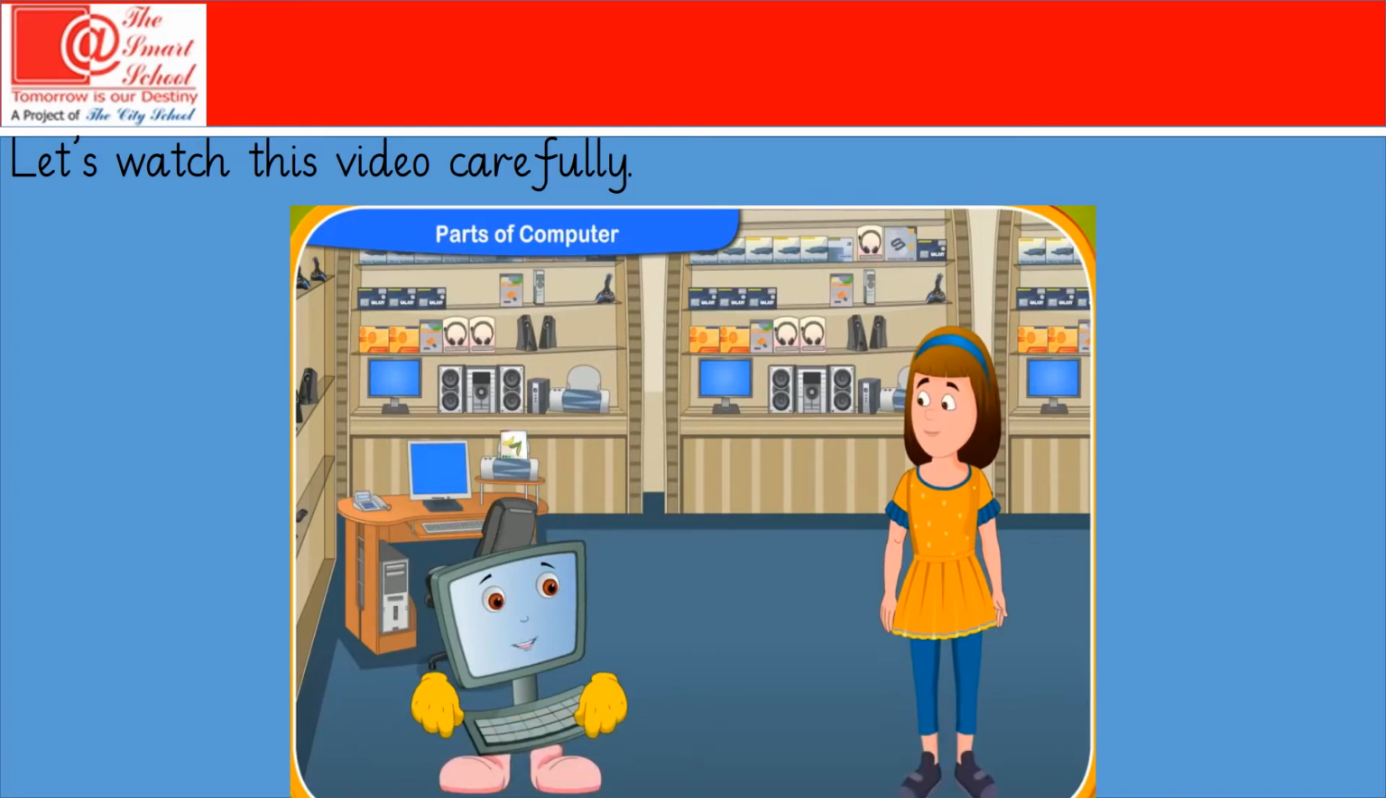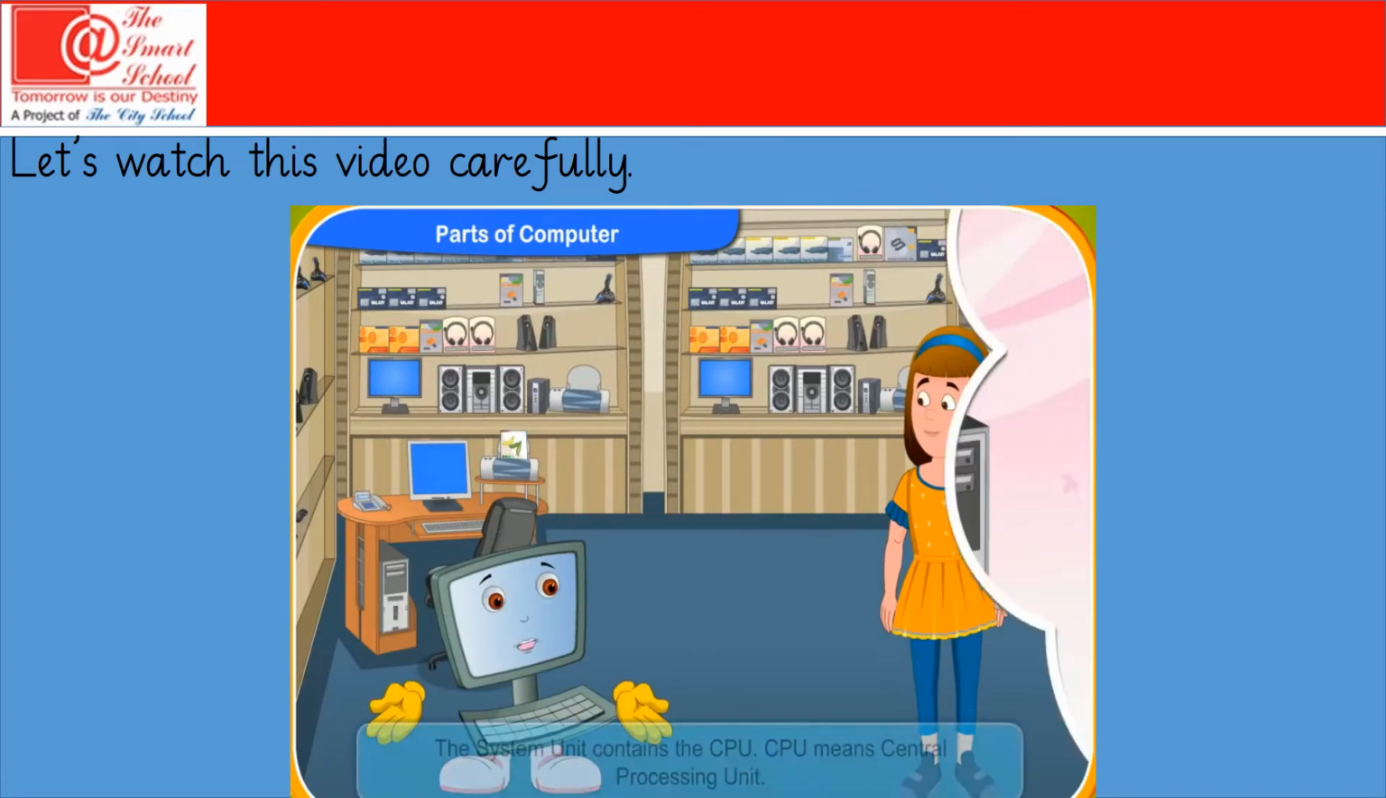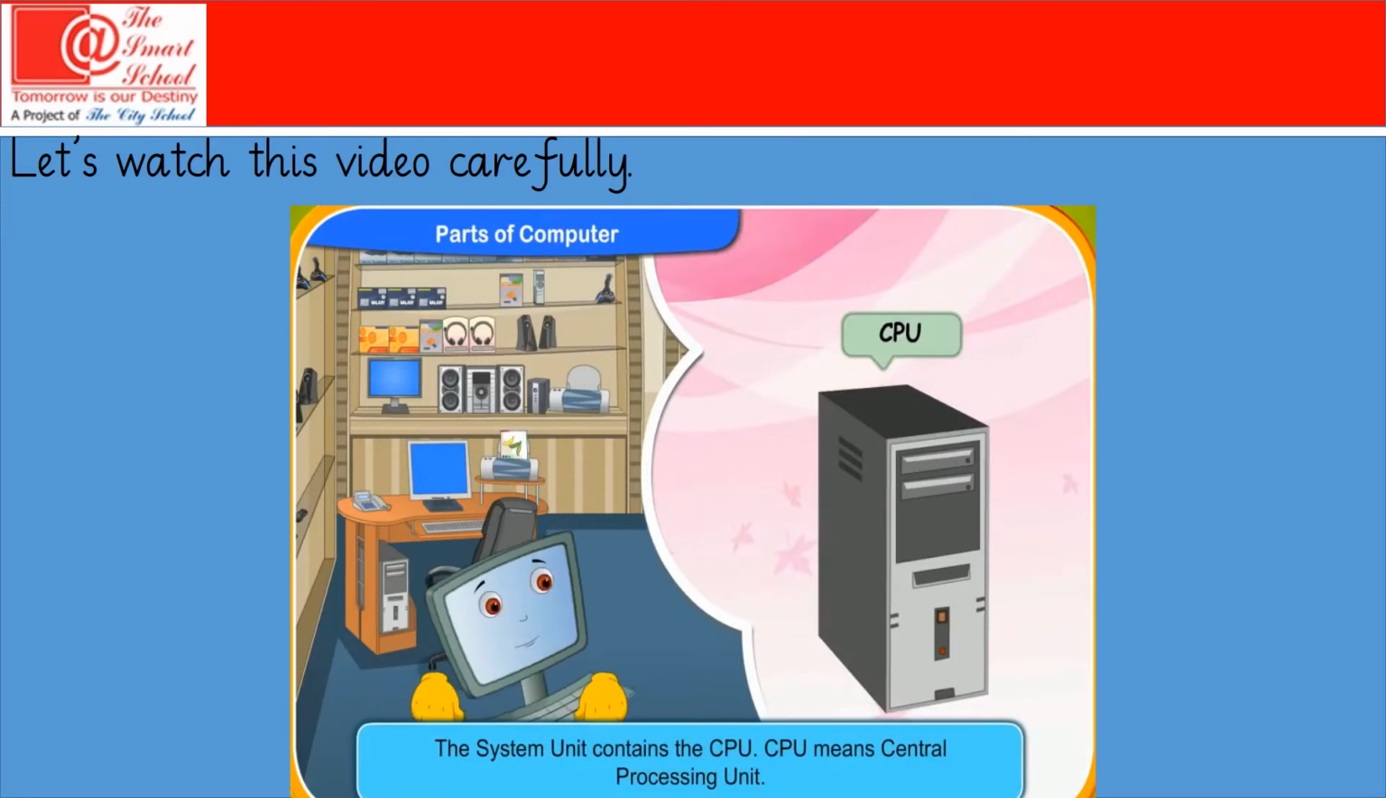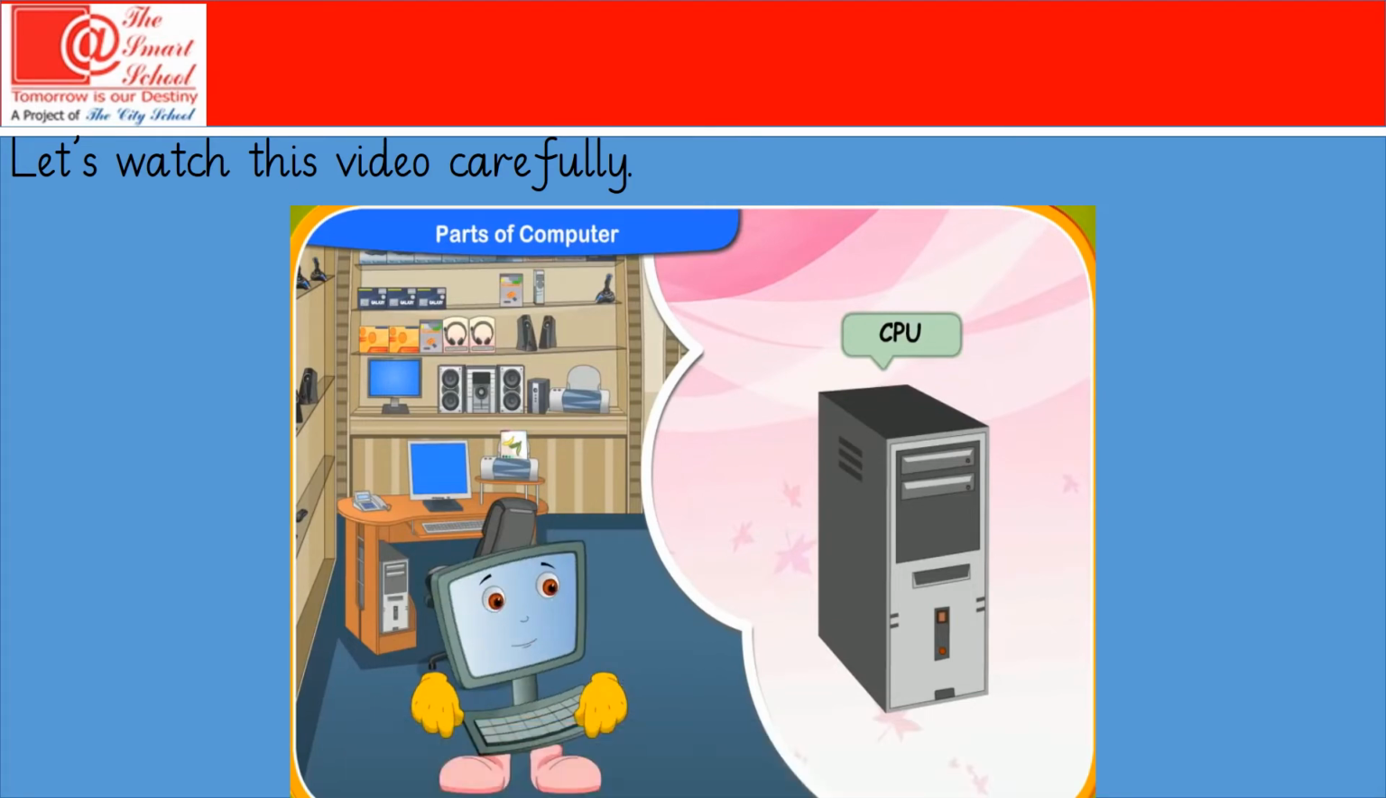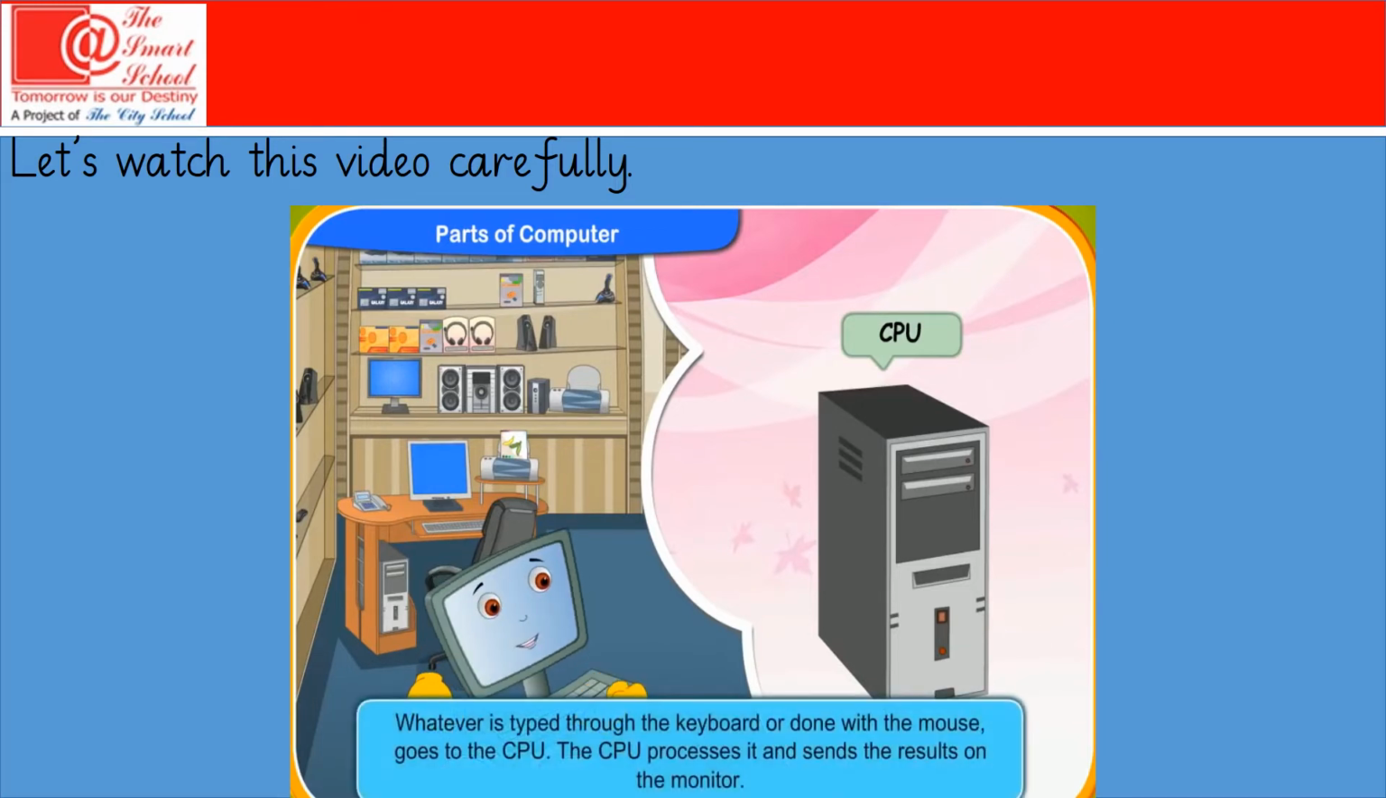Very right, Rennie. This is the system unit. It contains the CPU. Do you remember what CPU stands for, Rennie? Yes, CPU means Central Processing Unit. Right, Rennie. Whatever you type through the keyboard or do with the mouse goes to the CPU. The CPU processes it and sends the results on the monitor.